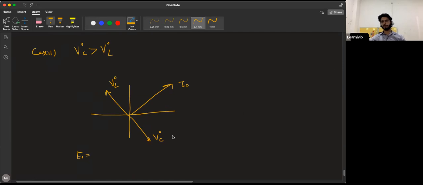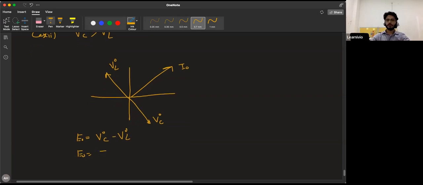I'm saying V naught C is greater than V naught L now. So what will be the E naught now? V naught C minus V naught L. Do we need the square of V naught C plus the square of V naught L? No need of square. Both are acting in opposite directions. If they're acting in opposite directions, then you can directly subtract.